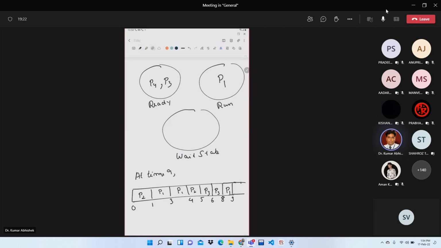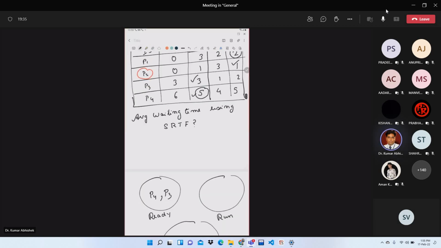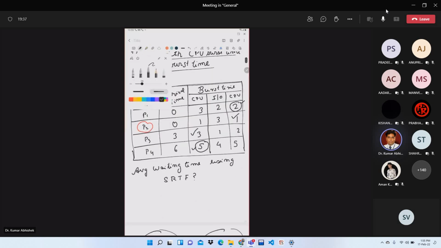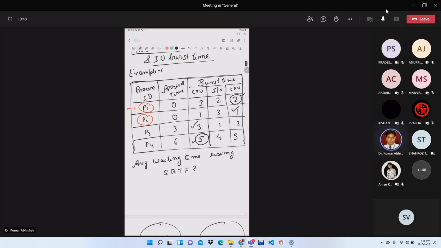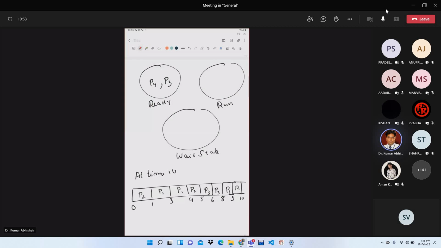So it will be P1. At time 10, what happens? P1 goes out. So at time 10, P1 is also out. Yes or no? So this is terminated. This is also terminated. So this is the position what we have at time 10.